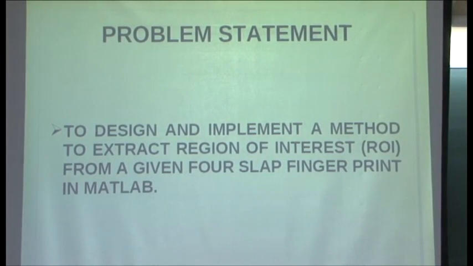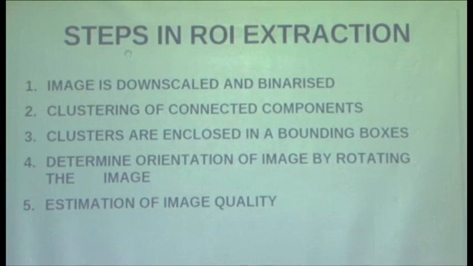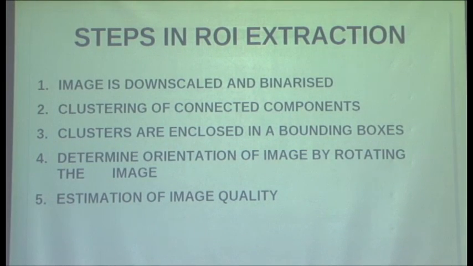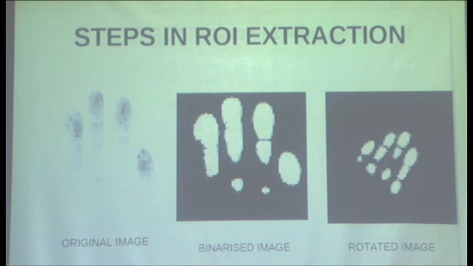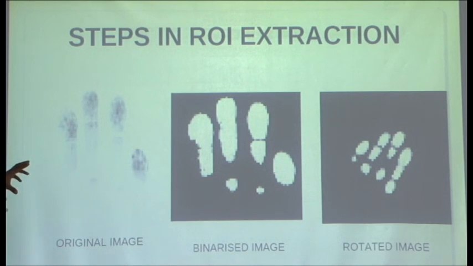So this is to extract the ROI from a four-finger slap, right? This is what is in the paper which Aditya has given me, how they have done it. The first step is the original image. He has binarized and downsized it, and then rotated it. He rotated 19 images and found out the orientation of the image. It is not only binary, it is also a negation, an inverted image.